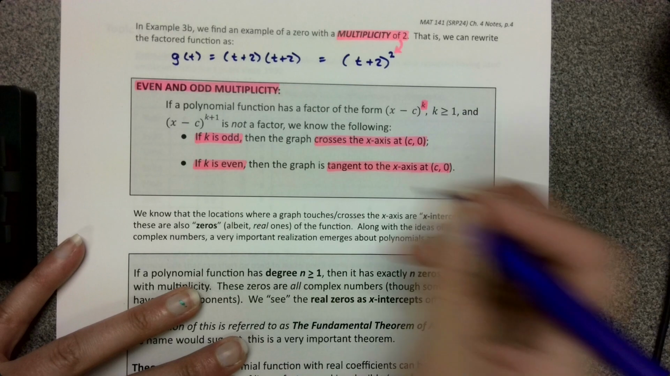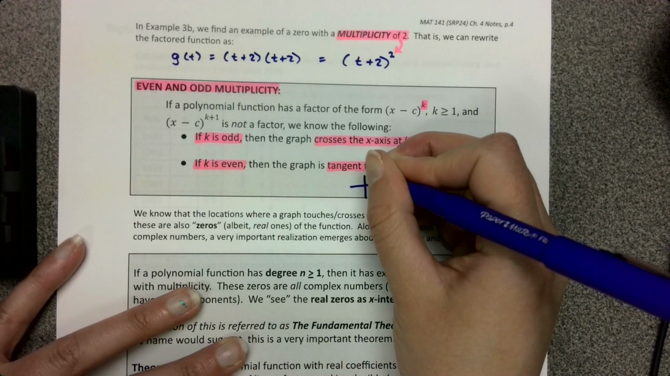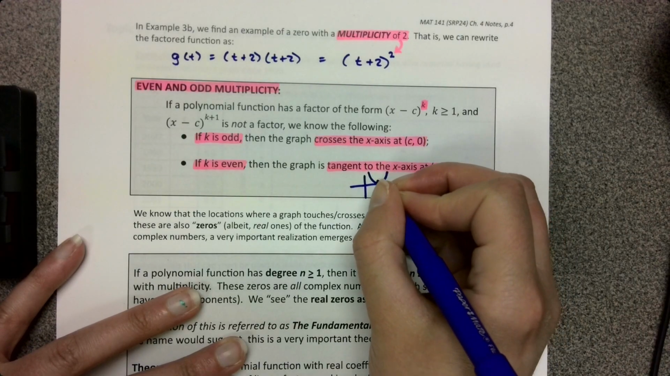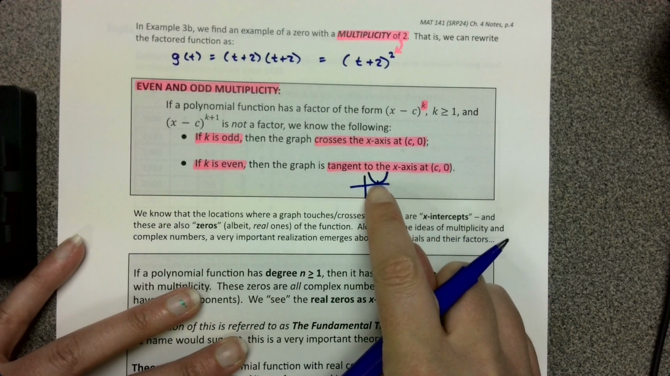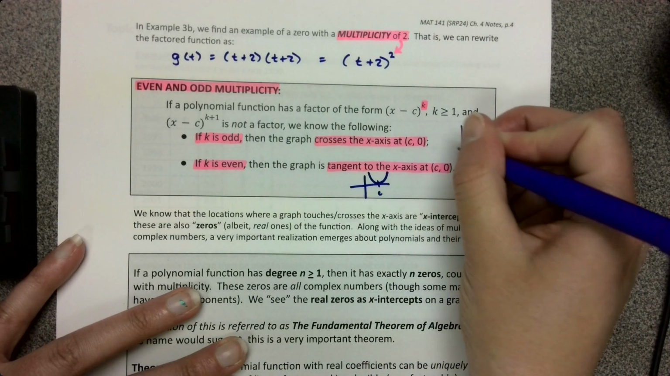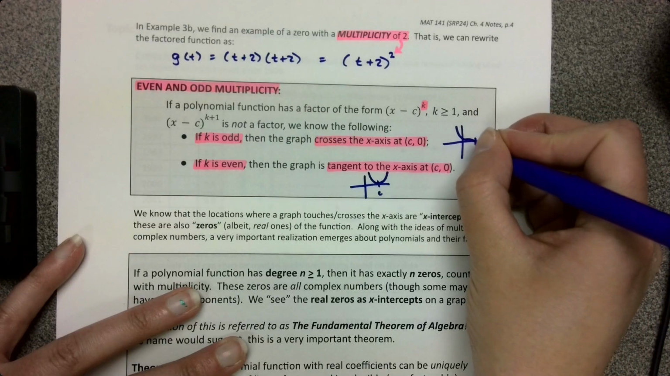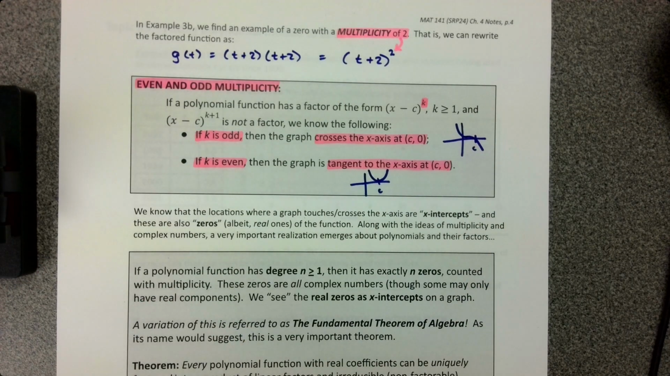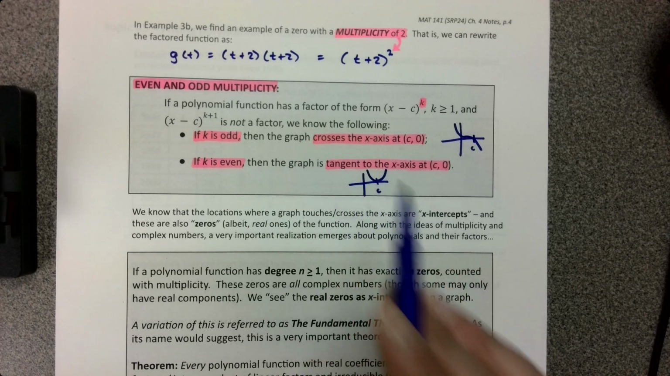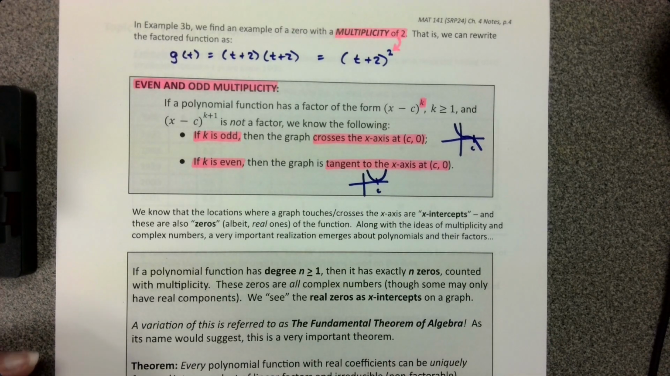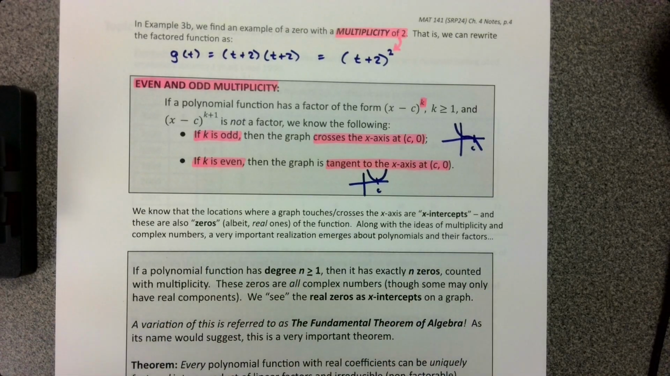What we're thinking about there by tangent means that the graph is going to touch and then turn around at that c value. This would be an example of a point that is tangent to the x-axis. It touches it just in that one place and only that one place, as opposed to a graph that went through in some fashion at that c value and crossed. So odd, we are going to be crossing the x-axis at that value versus tangent, turning around instead. We know that the locations where the graph touches or crosses the x-axis are the x-intercepts.